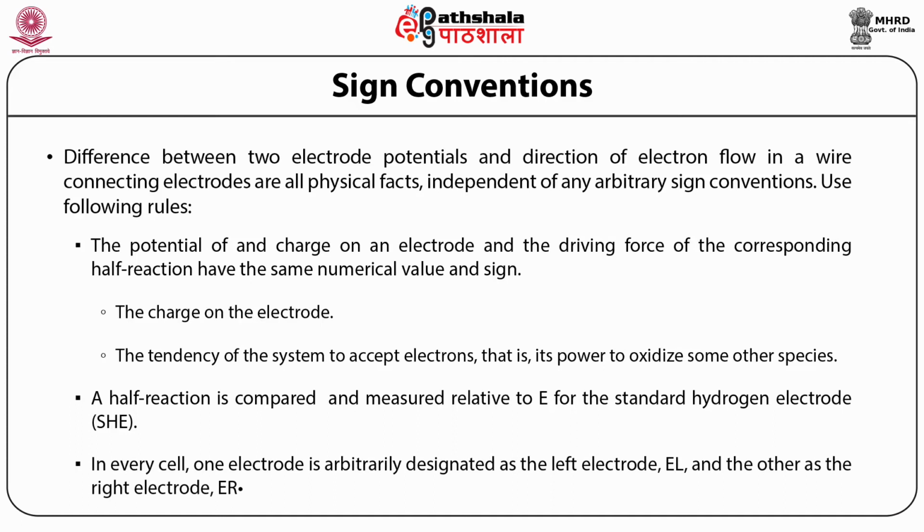In every cell, one electrode is arbitrarily designated as the left electrode, E L, and the other electrode is represented as the right electrode, E R. The cell reaction is obtained by subtracting the left half cell reaction from the right. It should be evident that the cell reaction cannot produce or consume electrons. It can only transfer them. If the number of electrons n is not the same in the two half reactions, one or both half reactions must be multiplied by a suitable factor to cancel electrons.